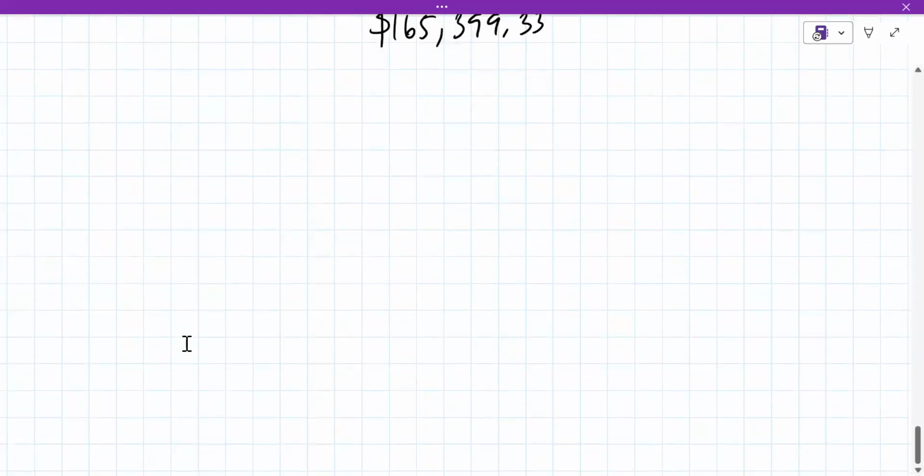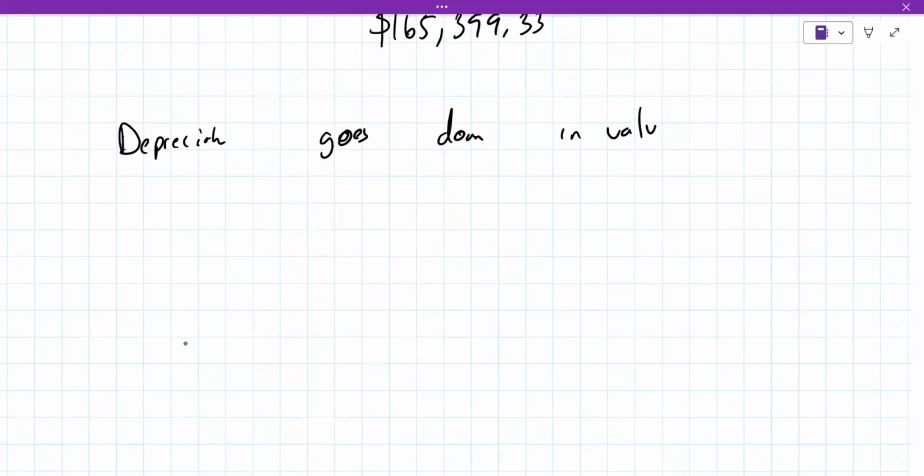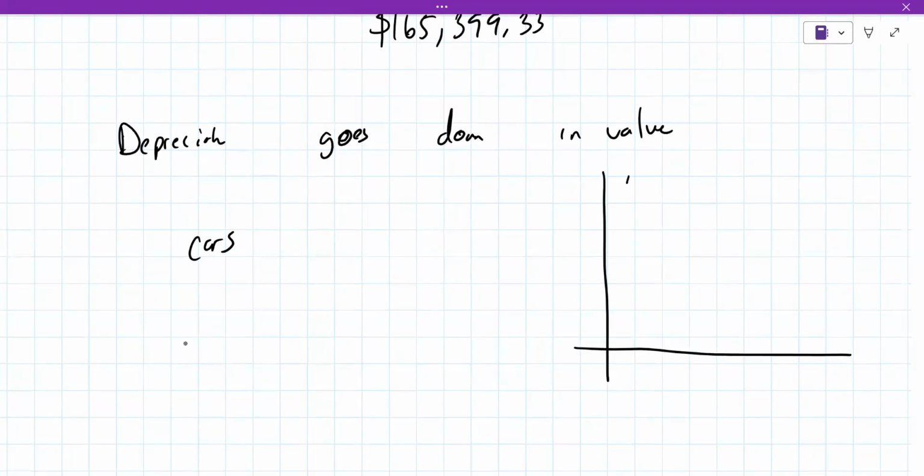So let's talk about the other possibility, which is depreciation, something that goes down. Can you think of anything that goes down in value? Cars. Cars, it's a good one. Now, in truth, cars don't depreciate the way we kind of expect. They actually have a huge depreciation in the beginning, and then they kind of level out depending on the car, like this. But for the purposes of this problem, we will do this type of depreciation.